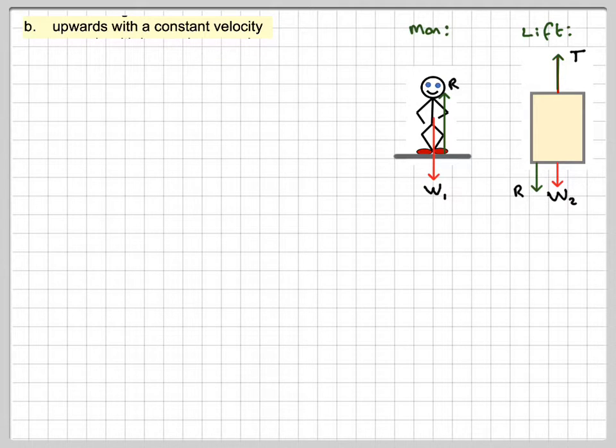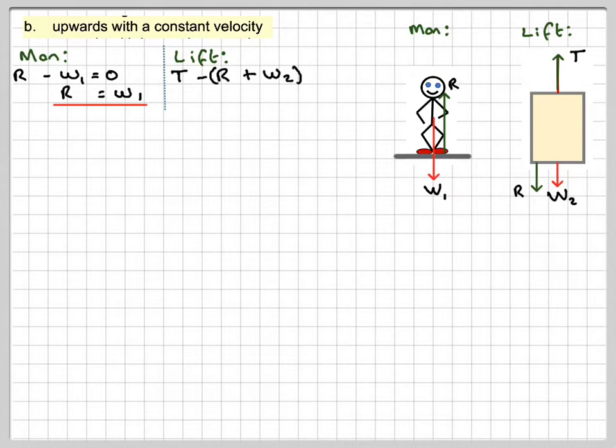If we've got a constant velocity, then the system is what's known as in equilibrium. And therefore, for the man, we're going upwards, R minus W1 will be equal to 0, which will give me that R must be equal to W1. For the lift, okay, so we're moving upwards at constant velocity, so it's in equilibrium. We're going to have that T minus R minus W2 will be equal to 0, which is going to give me that T is equal to R plus W2.